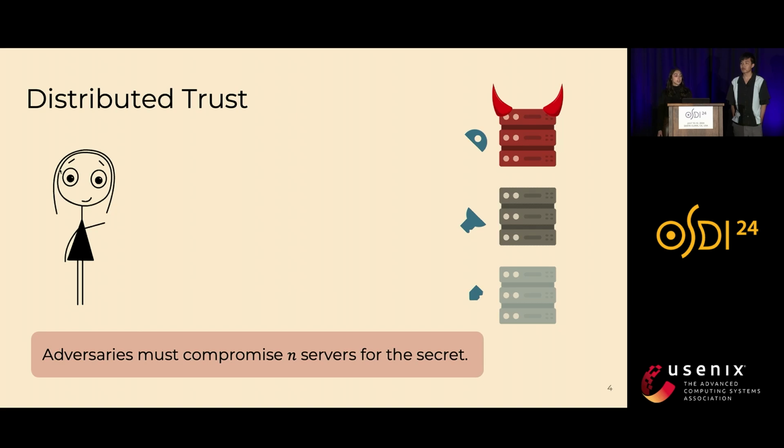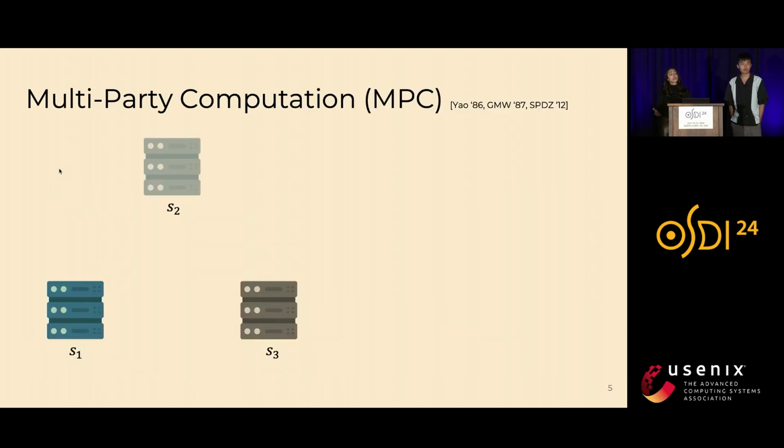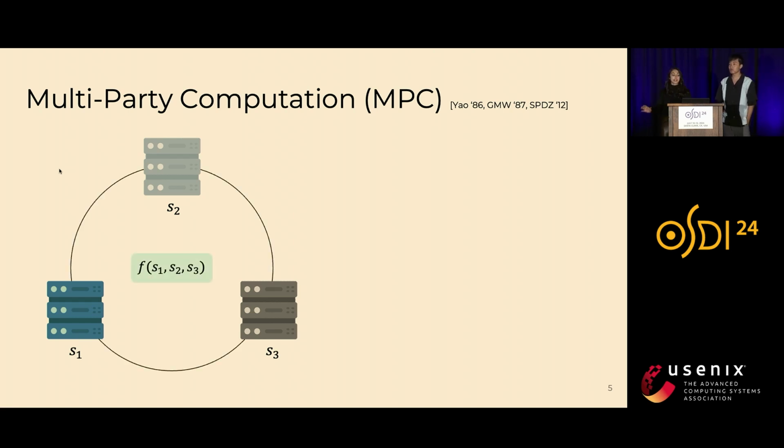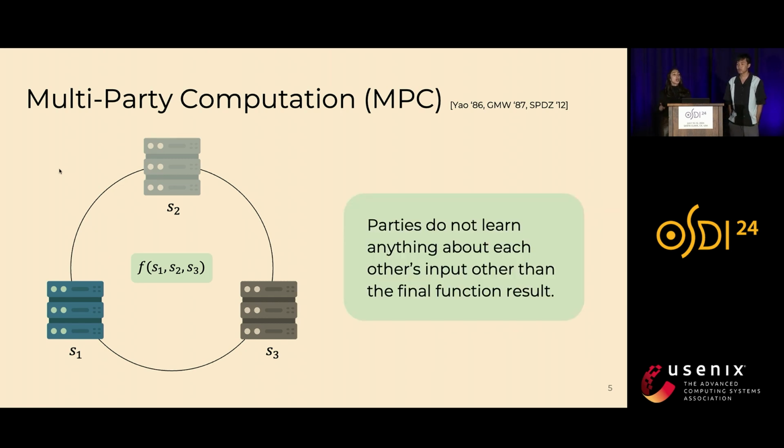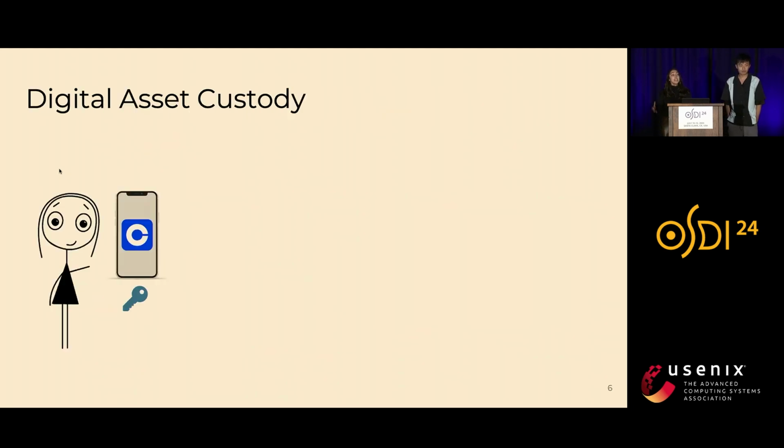is still safe. Many distributed trust applications are built on a cryptographic primitive called multi-party computation, or MPC. In MPC, n parties compute some joint function f on their inputs, S1 through Sn. But the core property of MPC is that the parties do not learn anything about each other's inputs other than the final function result.